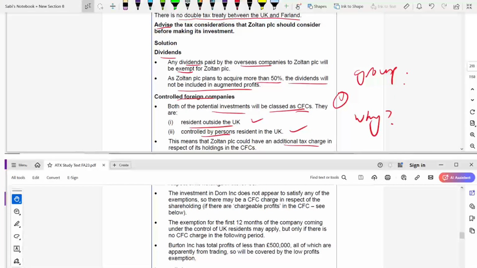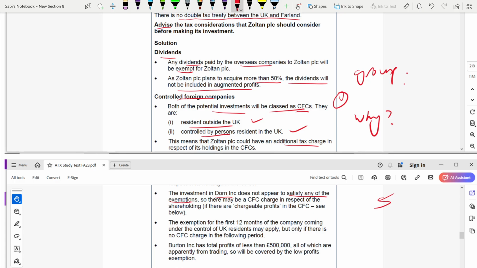First, we'll finish off with Dawn, the 70% investment, the investment company. So the investment here does not appear to satisfy any of the exemptions. What are the 5 exemptions? Remember, you don't have to list all the 5 exemptions. No. You have to see whether they satisfy any of the exemptions or not. You have to remember those exemptions in your head.